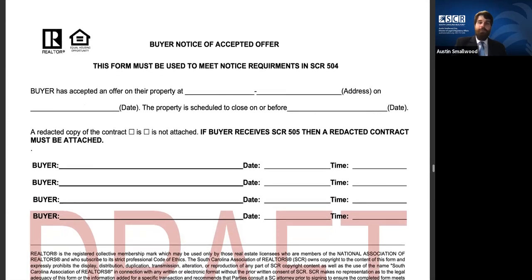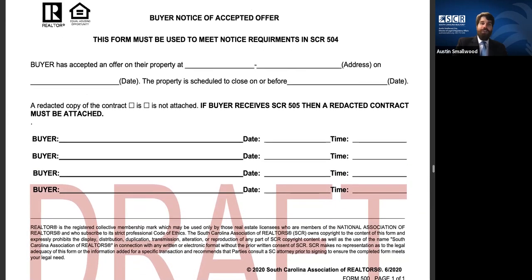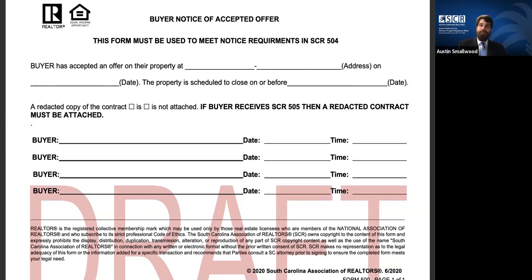So this is the SCR Form 500. This is the new form that we've been discussing. So anytime you see SCR Form 500, a prompt to use that in either SCR Form 504 or 505, this is the form to use. This is the form that a buyer is going to give in notice of an accepted offer.